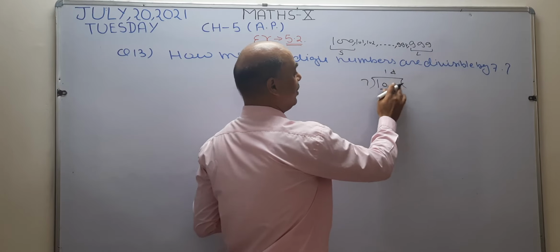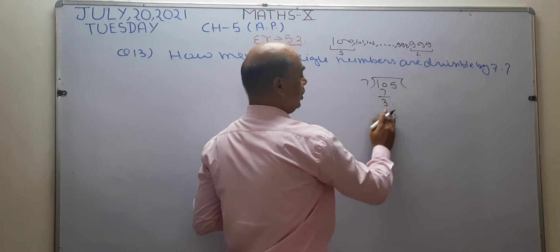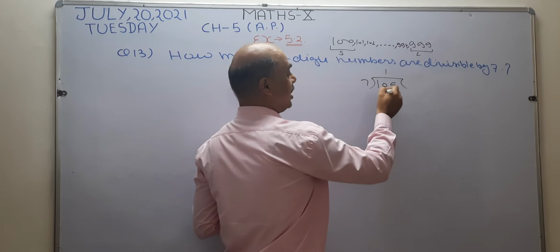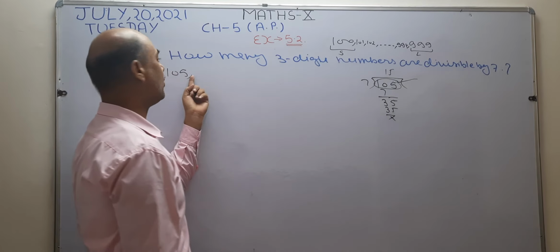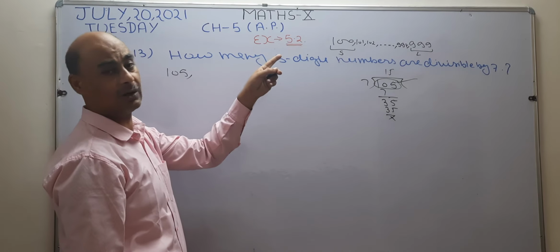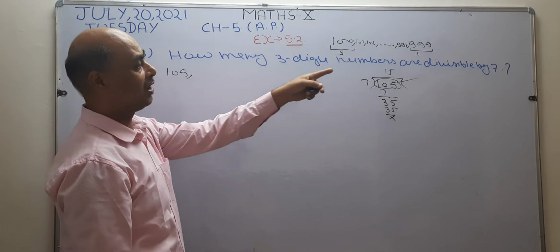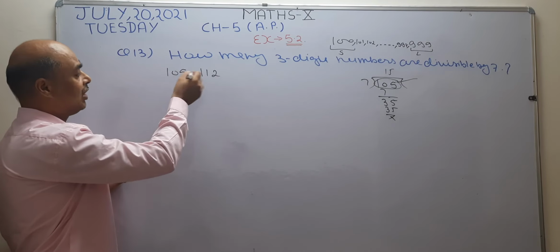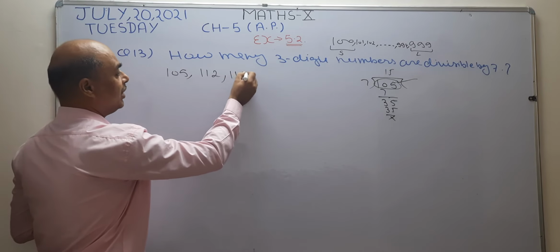Now I want to take the next number, 105. Now see, 7 1s are 7. Now 5 came. 7 5s are 35. This number is completely divisible by 7. So my first 3-digit number is 105. Now what is the next number? If it is divisible by 7, it means you are going to add 7 to the first number. In this way, you go to the next number. So I add 7 to 105, and this number becomes 112. 7 plus 5 is 12, so this becomes 112. The next number becomes 119. In this way, I want to check its last term.